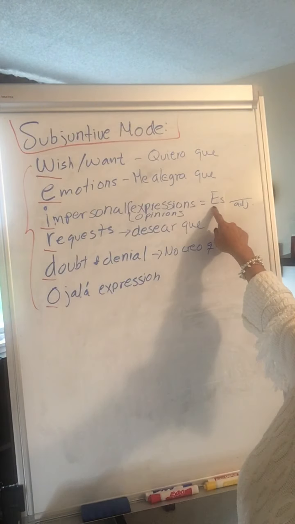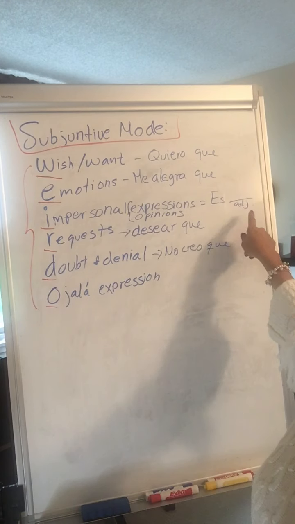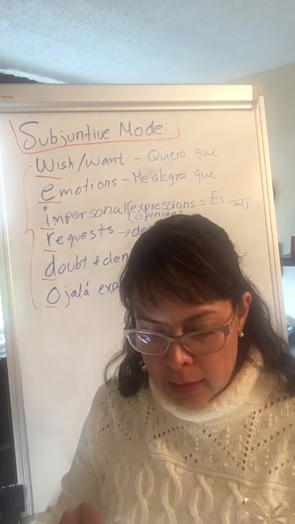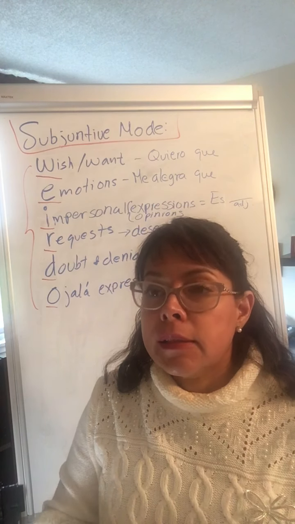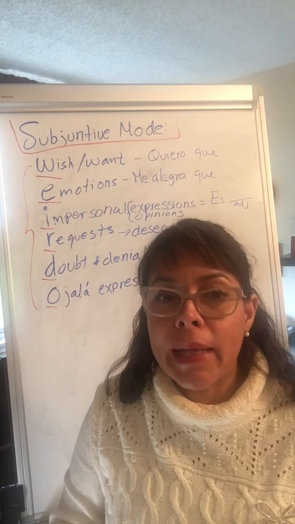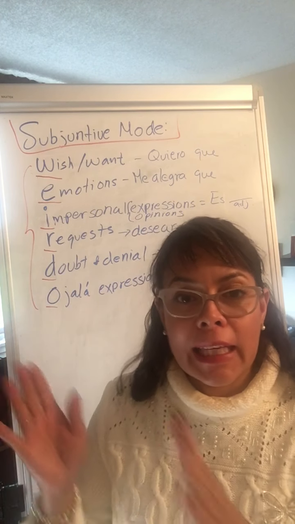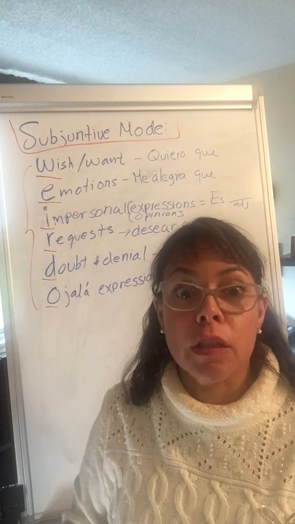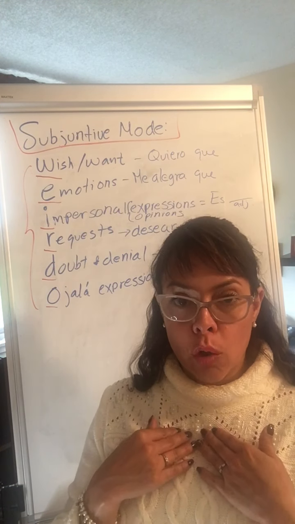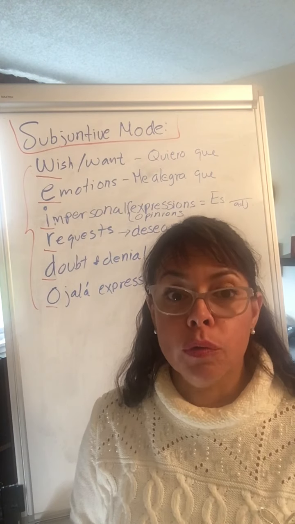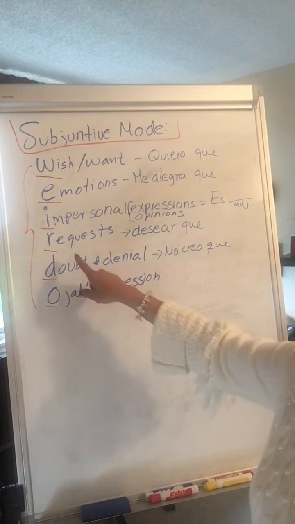They usually start with the verb es, verb to be, and then the adjective, importante, indispensable, insuperable. All those kinds of adjectives, que, and so on, in subjunctive, okay? So, es importante que nosotros estudiemos el subjuntivo, okay? So, es expressions. Then we have the requests.